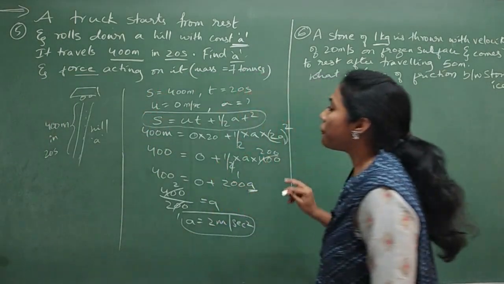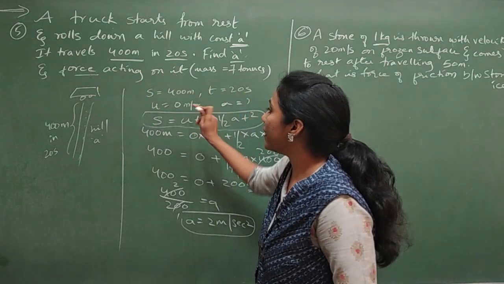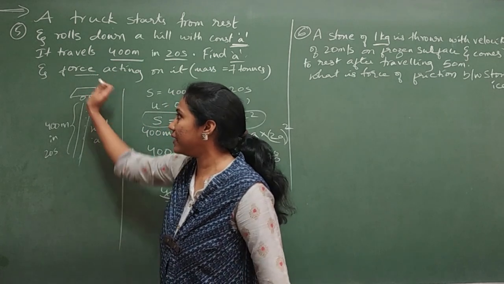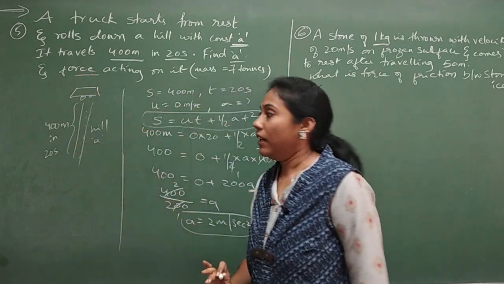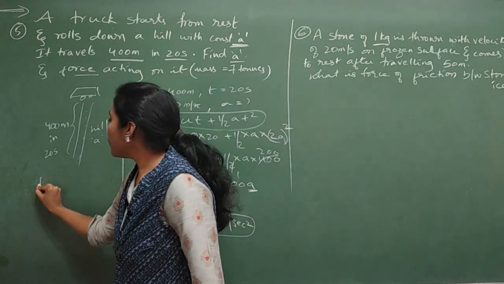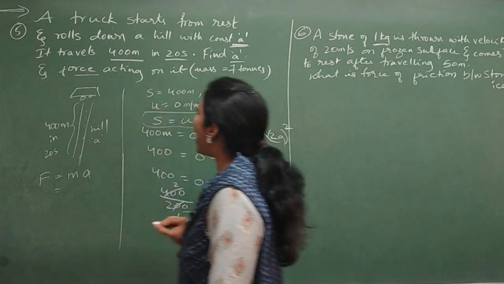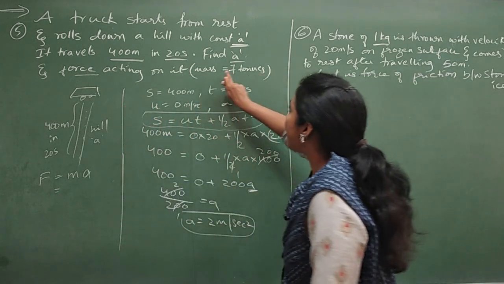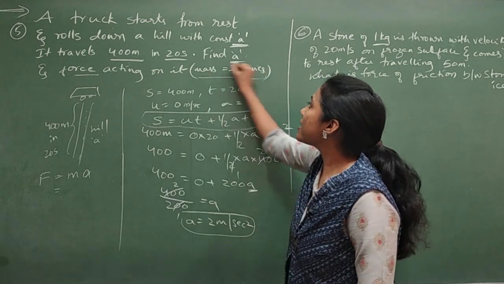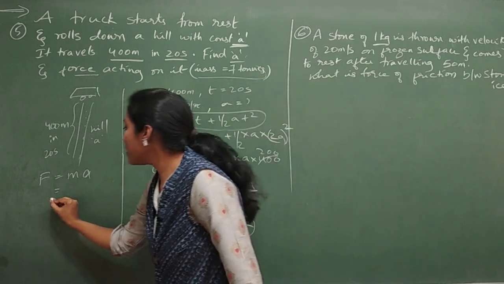Now what should you find? You should also find the force acting on it. So how much is the force that acted on this truck when it was rolling down the hill? What is the formula for force? F is equal to ma. So what is the mass of the truck that you have? Is mass given? Yes, the mass of the truck is given, that is 7 tons, guys.